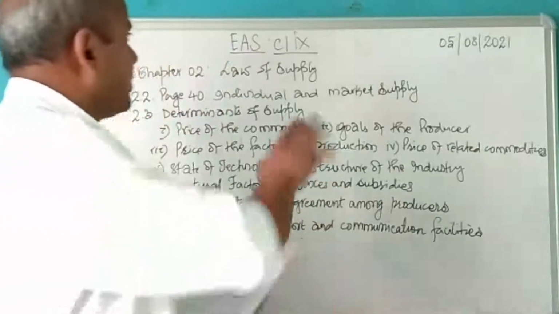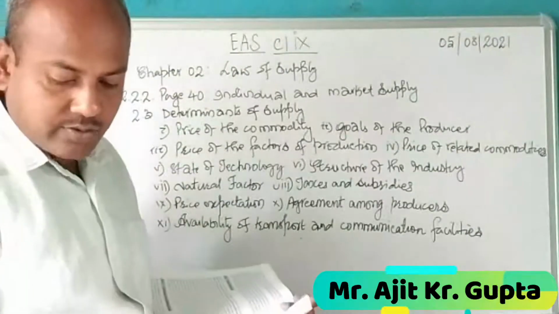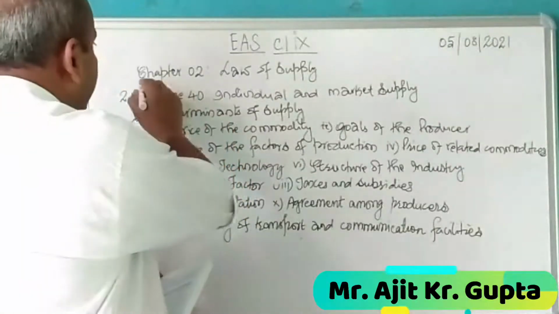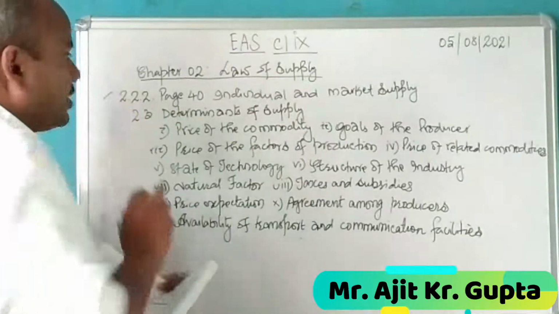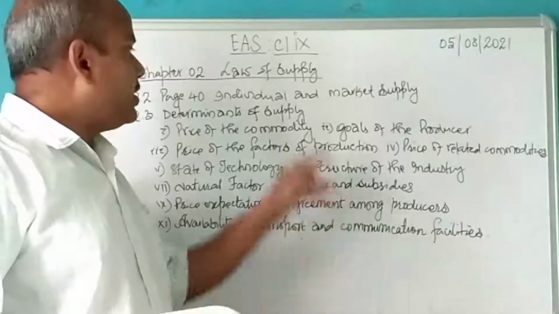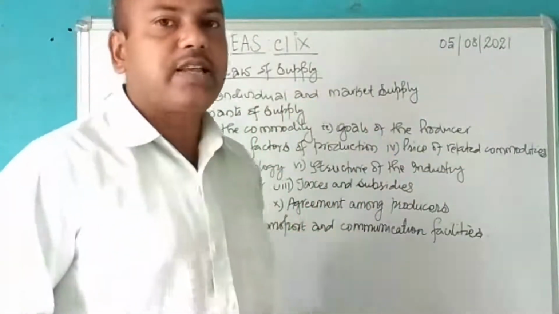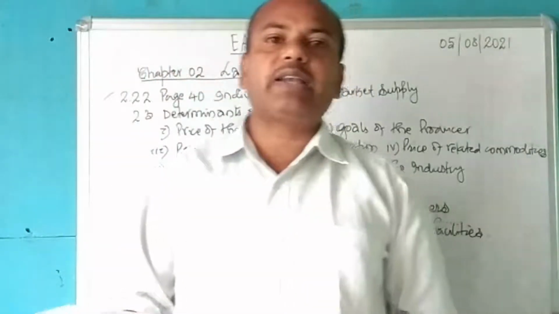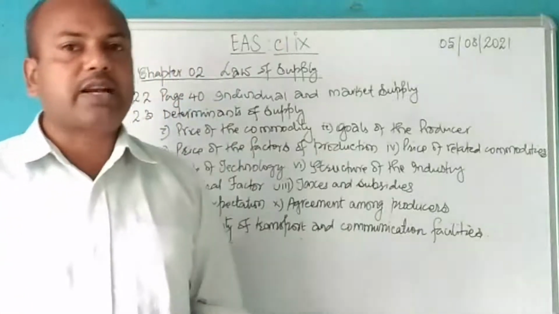Children, this video is on economics for class 9, and today we are going to take a new topic from chapter 2, that's the law of demand. This topic is 2.2.2 given on page number 40, and the topic is individual supply and market supply. In the previous classes we discussed individual demand and market demand. Today we are going to discuss individual supply and market supply.